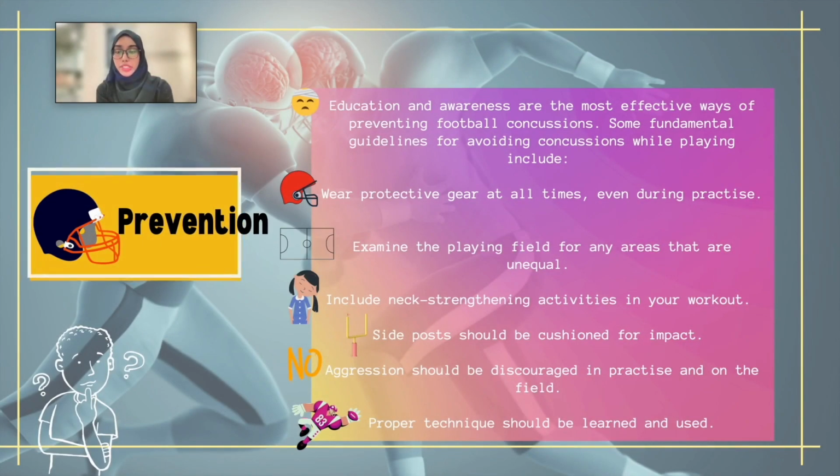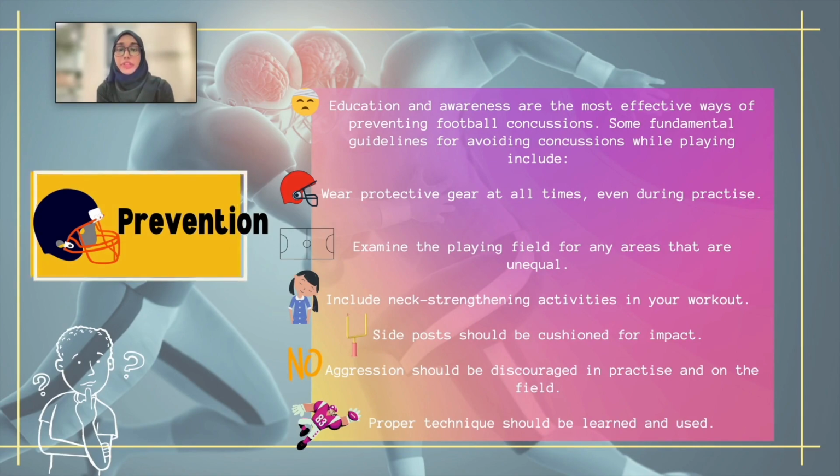Next, for the prevention. First, education and awareness are the most effective ways of preventing football concussions. Some fundamental guidelines for avoiding concussion while playing include: wear protective gear at all times, even during practice. Second, examine the playing field for any areas that are uneven. Third, include neck-strengthening activities in your workout. Fourth, the side pose should be cushioned for impact. Fifth, aggression should be discouraged in practice and on the field. And the last one is proper technique should be learned and used.